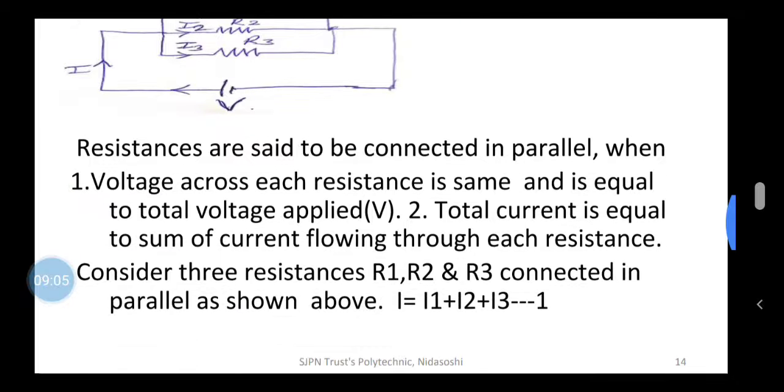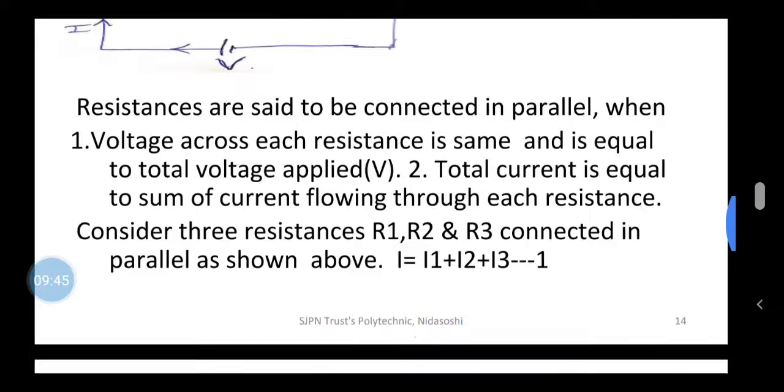Now when the resistances are said to be connected in parallel, it needs to fulfill some conditions. So what are those conditions? Voltage across each resistance is the same and is equal to the total voltage applied. Now if you see the figure, each resistance has its ends connected across the input voltage terminal. So the voltage across each resistance is equal to the input voltage applied. Now if I is the total current, this current I divides among the three resistances based on the resistance values. So I can say that the total current is equal to the sum of the current flowing through each resistance.